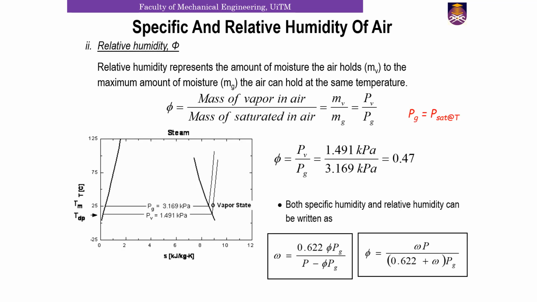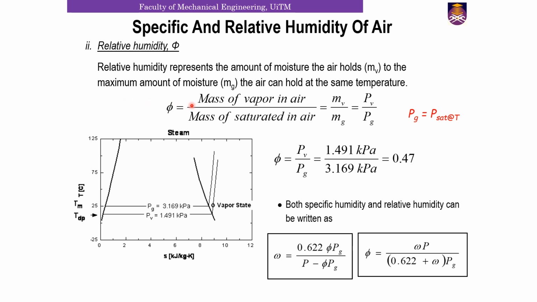Okay, now we'll go on to the relative humidity. Relative humidity is denoted by this symbol phi. So relative humidity represents the amount of moisture the air holds to the maximum amount of moisture the air can hold at the same temperature. Now the amount of moisture in the air has a definite effect on how comfortable we feel in an environment. However, the comfort level depends more on the amount of moisture the air holds relative to the maximum amount of moisture the air can hold at the same temperature. So the ratio between these two quantities is called relative humidity.